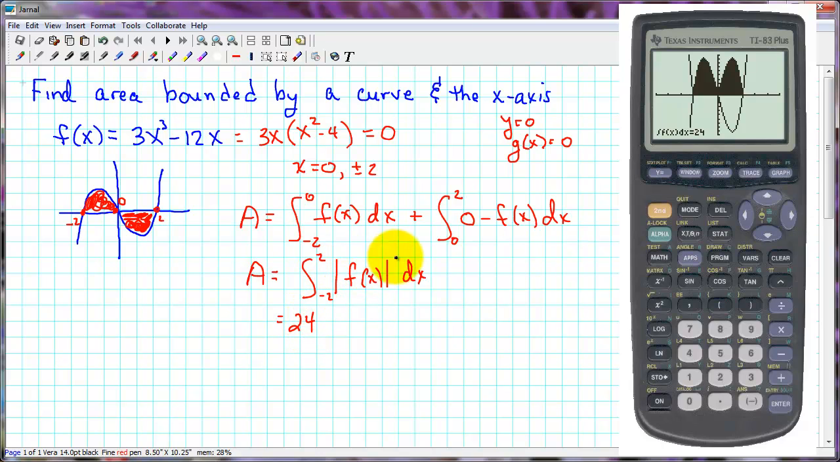So again, just in summary, we can treat the integral bounded by a single function and the x-axis just like we did in the last tutorial on area between two curves, because the x-axis is a function and it's the function y equals 0, or some f of x or g of x equals 0.